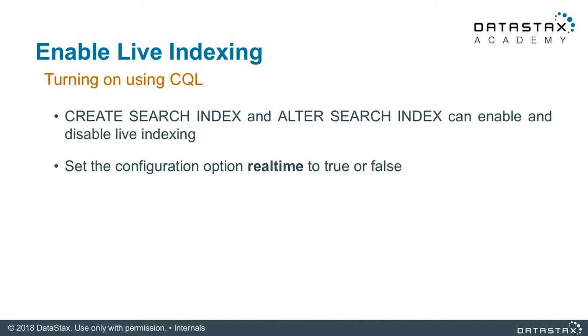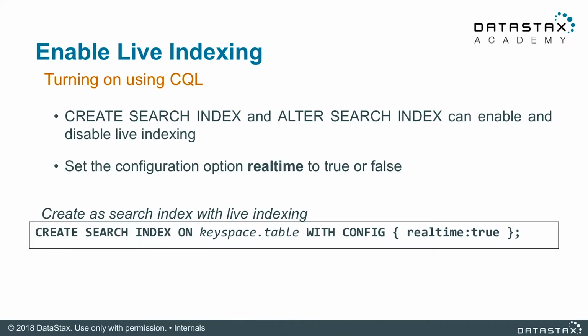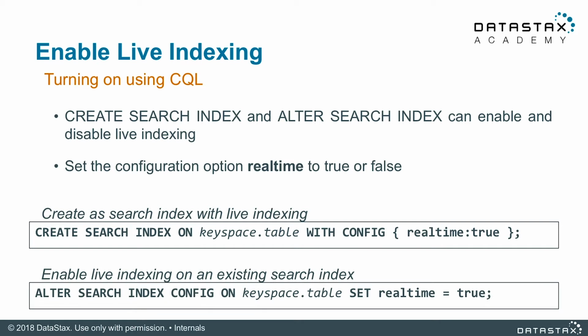There are several different ways to turn on live indexing, depending on what tools you're comfortable with using. The simplest would be an index management command in CQL. If you want to create a new search index, you can do so with live indexing enabled by adding the config option realtime set to true. Otherwise, an existing search index can have its configuration altered by using the configuration shortcut realtime and setting that to true.